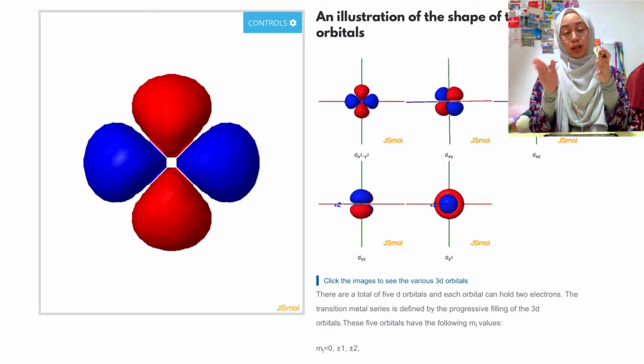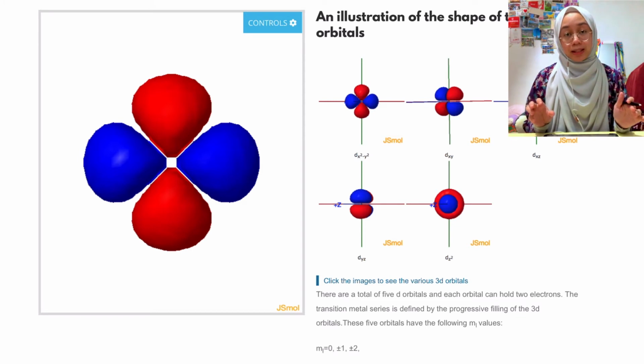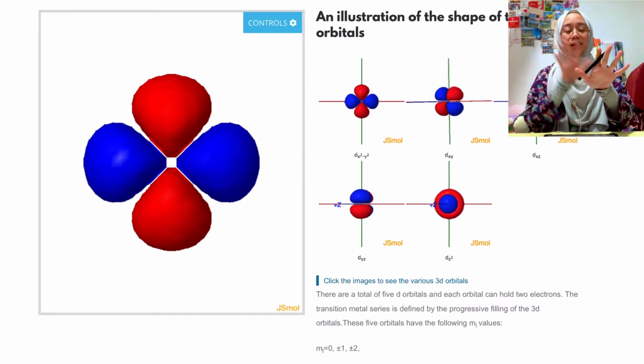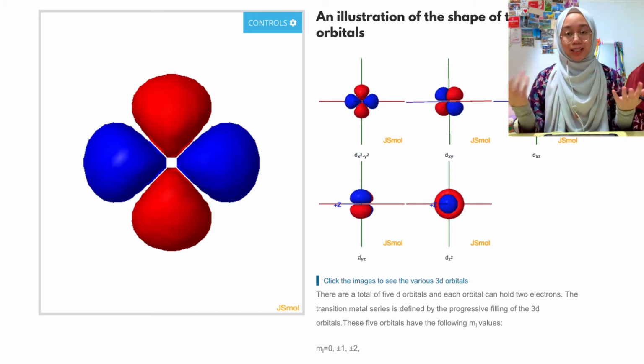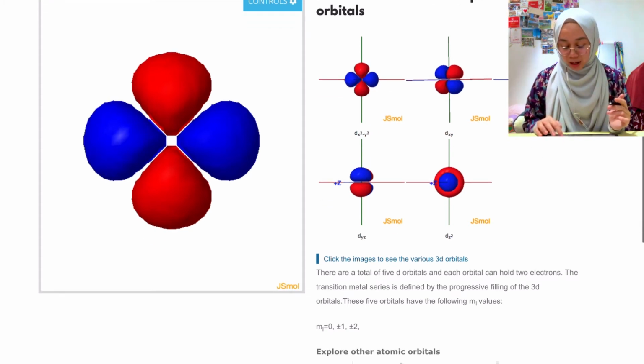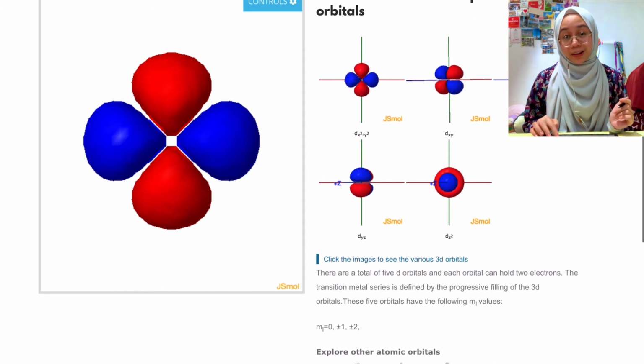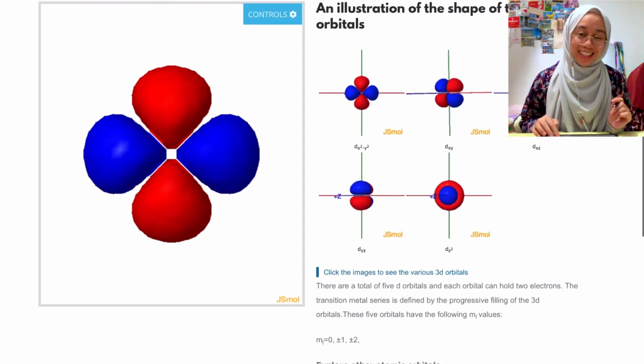Okay, so as you can see, it has a different orientation daripada view yang sama with different orientation. Memang akan nampak shape tu sebenarnya berbeza lah, tapi in terms of view kamu tu lah yang berbeza, tapi the shape is actually similar, which is cloverleaf, except for the dz squared, which has the dumbbell and donut shape. Okay, and then kalau ada juga for f orbital, kalau kamu curious macam mana rupa f orbital, you can actually click on that.